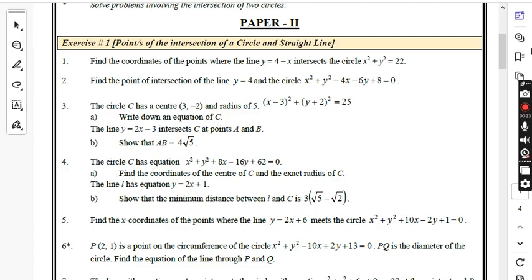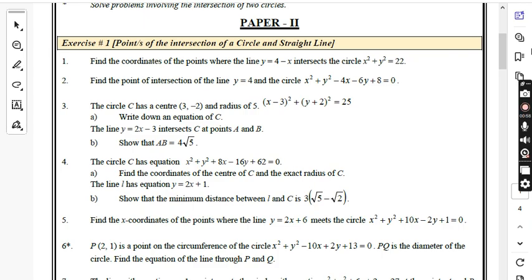Students, in the last lecture we finished paper 1 of the topic coordinate geometry of the circle. Today we are going to start paper 2 questions, almost the same but a little bit lengthier as compared to paper 1. If you are new on this topic, kindly go to my playlist, in the folder named Add Math, and watch previous lectures. After watching previous lectures, definitely you will have good command. So we are going to start paper 2 exercise 1.